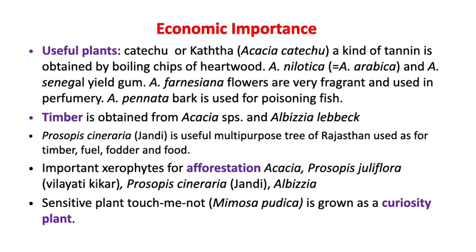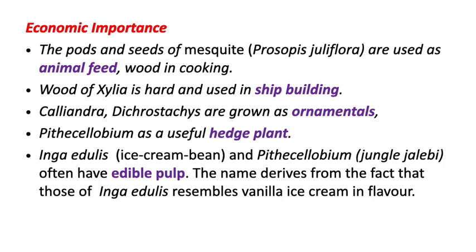Sensitive plants like touch-me-not, Mimosa pudica, are grown as a curiosity plant. The pods and seeds of mesquite, Prosopis juliflora, are used as animal feed. Wood is used in cooking. Wood of Xylia is hard and it is used in shipbuilding. Calliandra and Dichrostachys are used as ornamentals. Pithecolobium is a useful hedge plant and its pods are edible.